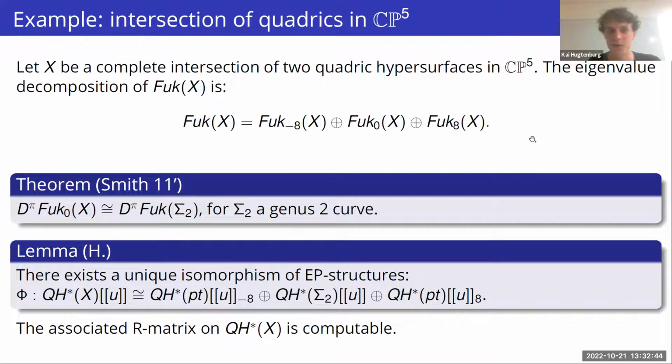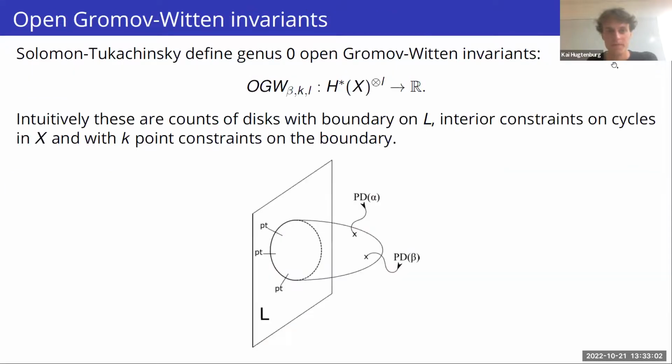Okay, any more questions before I completely switch track? Okay, so as I said, I hope to also talk about open Gromov-Witten invariants. So that's the next part of the story. What do Solomon and Tukachinsky do? They define genus 0 open Gromov-Witten invariants, and the data of this is sort of counts of holomorphic disks with boundary on your Lagrangian, which have k boundary constraints to lie on points on L. And additionally, they have interior constraints along cohomology classes in X. That's the intuitive idea of what you want to count.